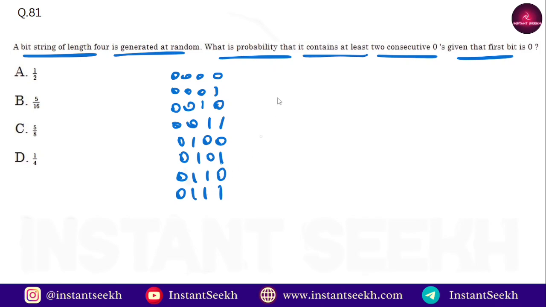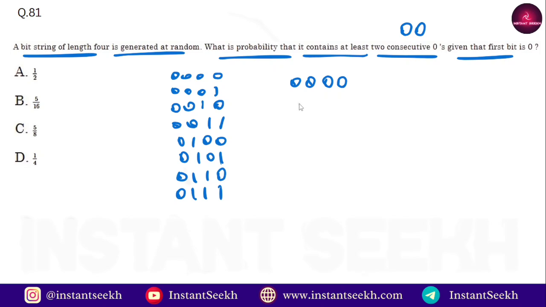Now, what is the probability that it contains at least two consecutive zeros given that the first bit is zero? I have not written triple one or anything because our main motive here is to identify two consecutive zeros, given that the first bit is zero. So what can be the possible combinations?